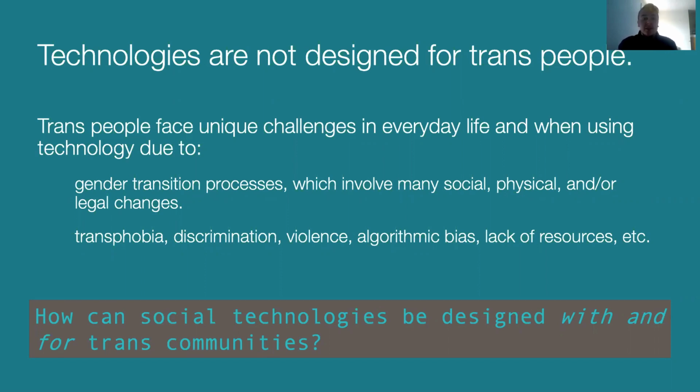Being trans and using technology brings up a lot of different challenges, since technologies are generally not created with the intention of including trans people and supporting their experiences. Trans people face unique challenges in everyday life, and when using technology due to the gender transition process, which may involve social, physical, and/or legal changes like name changes, and also transphobia, discrimination, violence, algorithmic bias, and lack of resources. So a question that we had was, how can social technologies be designed with and for trans communities?